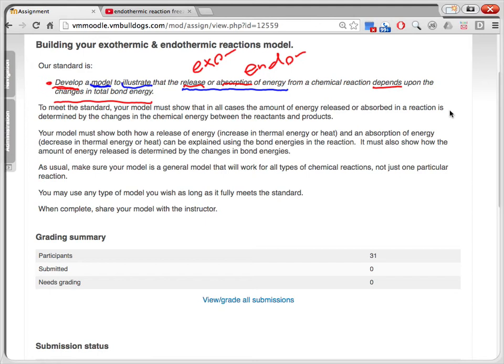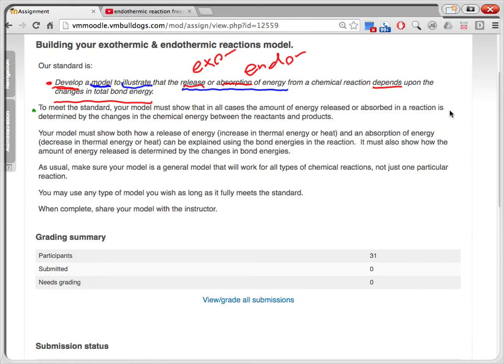Well, bond energy is, as we said, just another fancy term for chemical energy. And so we need to show that if we looked at the reactants and we looked at the products, that we could show using a model that the bond energy, the chemical energy as it changes, that we could explain whether or not a reaction is exothermic or endothermic, or show what happens in an exothermic or an endothermic reaction to the bond energy. And so this is what we're going to do for our standard. So to meet this standard, we want to show that in all cases the amount of energy released or absorbed in a reaction, that is the heat energy that's produced, the thermal energy that's released or absorbed, is determined by the changes in the chemical energy between the reactants and products.